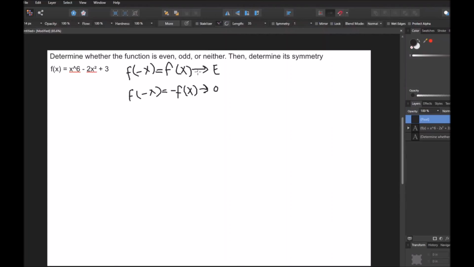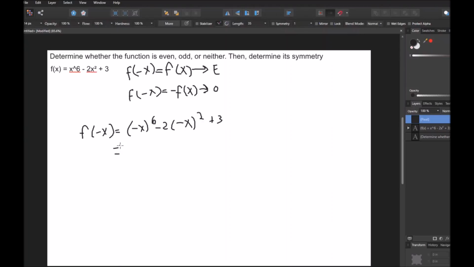Let's see if this is even, odd, or neither. So I'm going to plug in negative x wherever I see x. I'm going to start with f of negative x, just like it says to up here, and wherever I see x, I'm just going to replace that with negative x. So negative x to the sixth minus 2 times negative x squared plus 3.